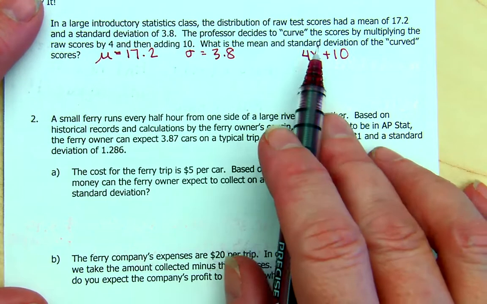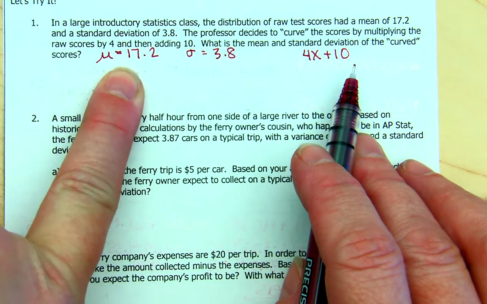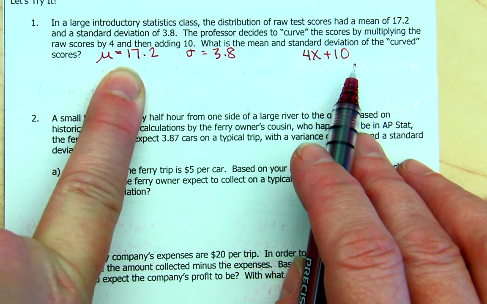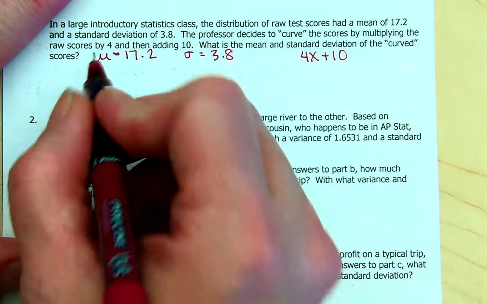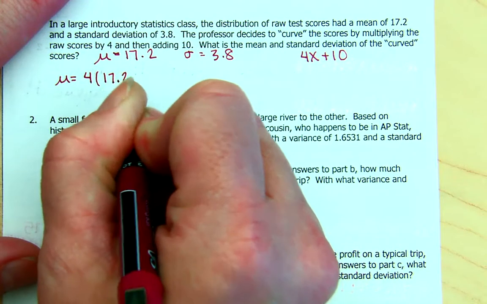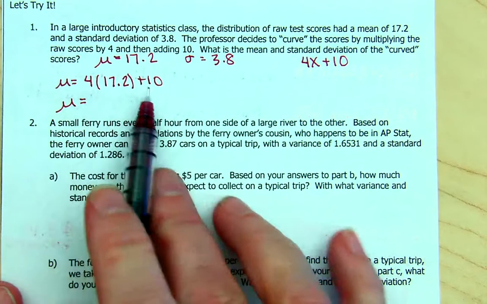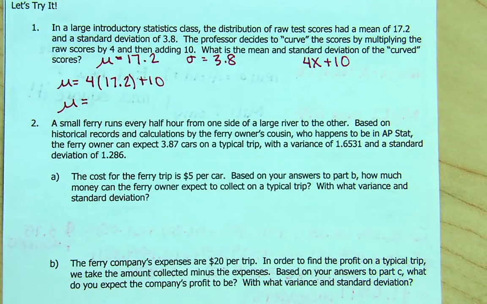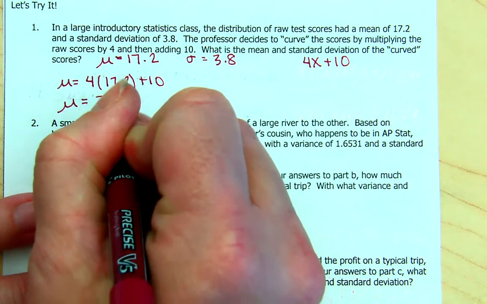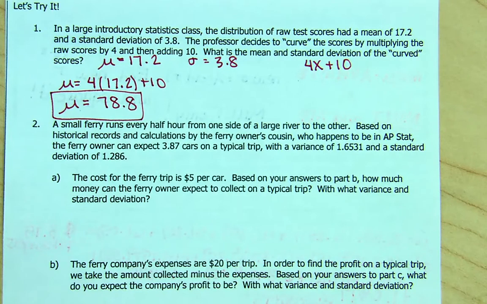So then we want to transform each of these using this information. Now on mean, do I multiply, add, or both? Do both. Okay? So mean just plugs into that formula. So my new mean is going to be 4 times 17.2 plus 10. And you want to show that step. You want to show what you did to get your new value. So the new mean for this test score is 78.8.